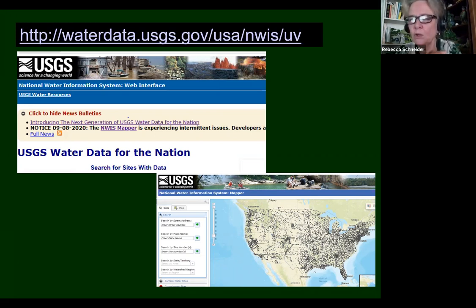You can look at the water depth right now for Ithaca. There are actually 2 separate gauges on 6 Mile Creek, and we could look at the water level right now. So this website is really powerful.